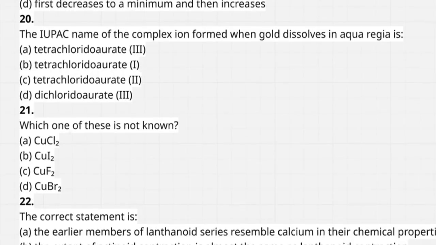The IUPAC name of the complex ion formed when gold dissolves in aqua regia. When gold dissolves in aqua regia, we get the tetrachloridoaurate(III) ion. Here gold is present in the plus 3 oxidation state. For question number 20, option A is correct. Next, I move to question number 21.